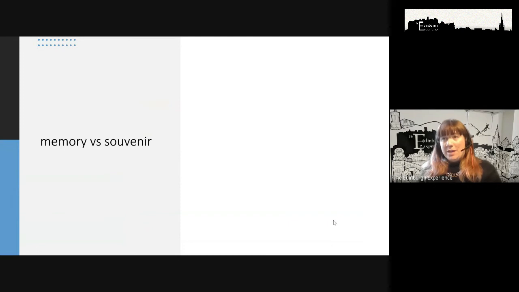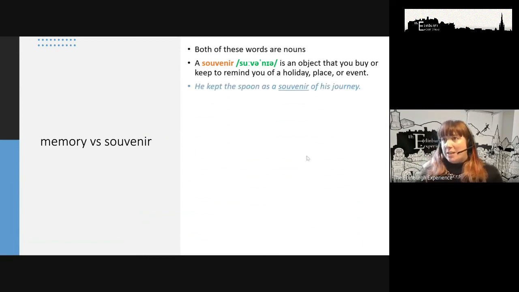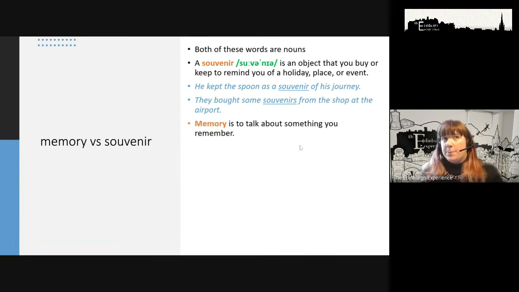Okay, memory and souvenir. So both of these words are nouns. A souvenir is an object. It'll always be some kind of physical object, something that you buy to remember a holiday or a place or an event that you went to. So, for example, he kept the spoon as a souvenir of his journey, or they bought some souvenirs from the shop at the airport.